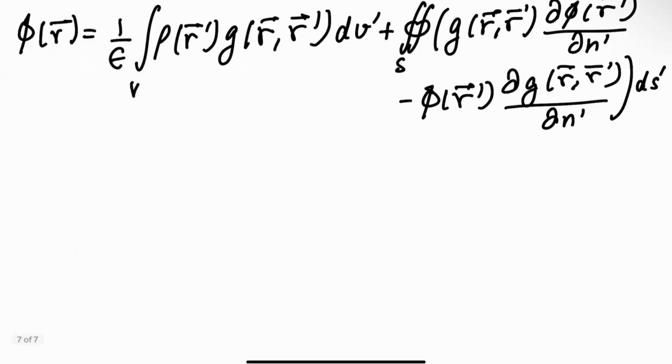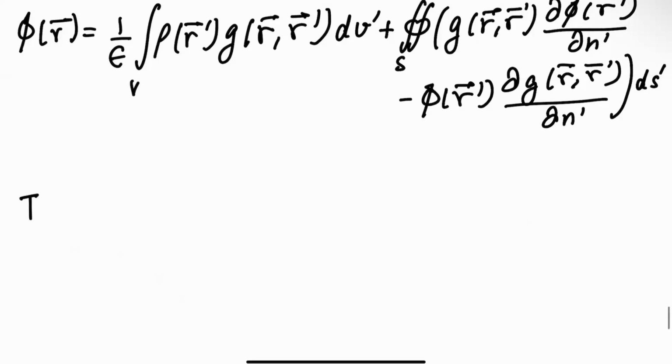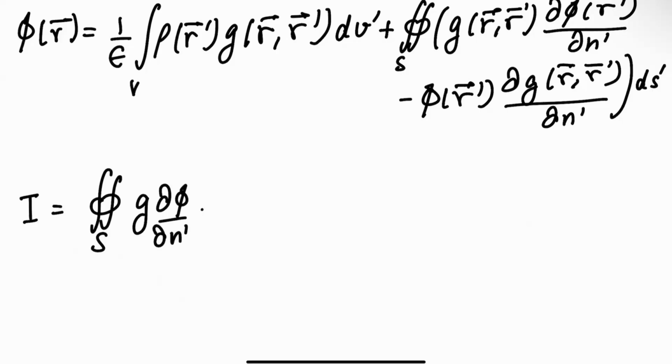And that's what we want to do. So this is, just move on. So that's the free space solution. I'll call this term on the right I, which is the surface integral of g dφ/dn' minus φ dg/dn' dS.